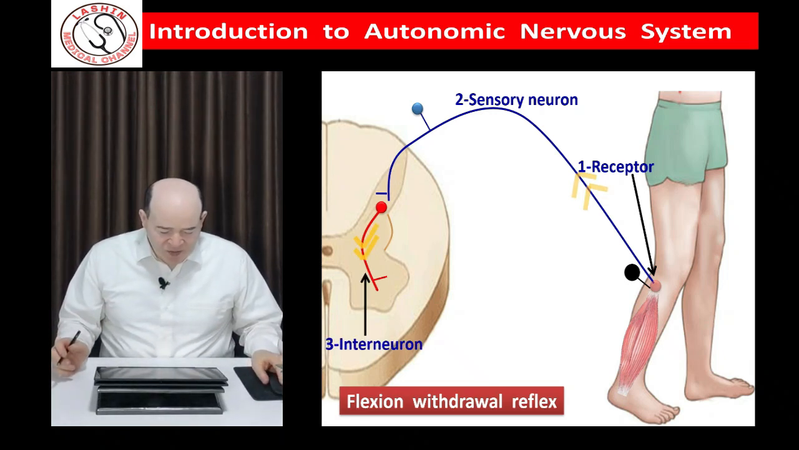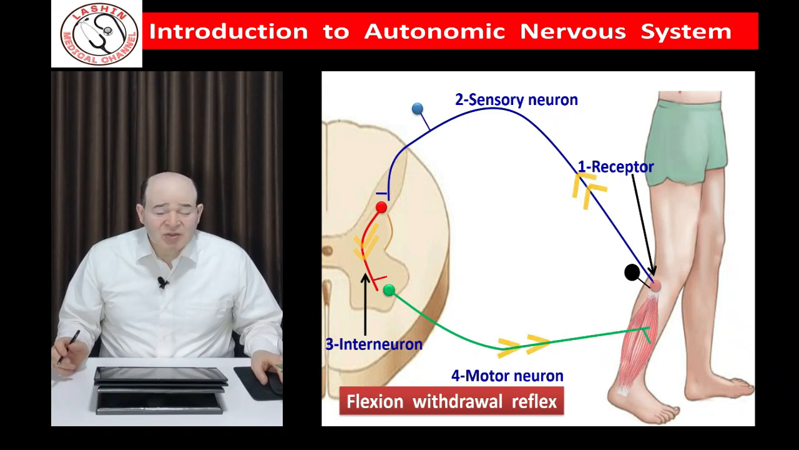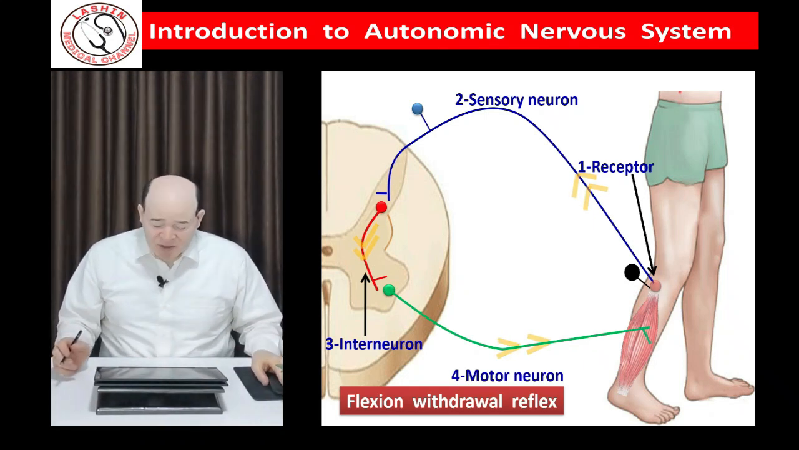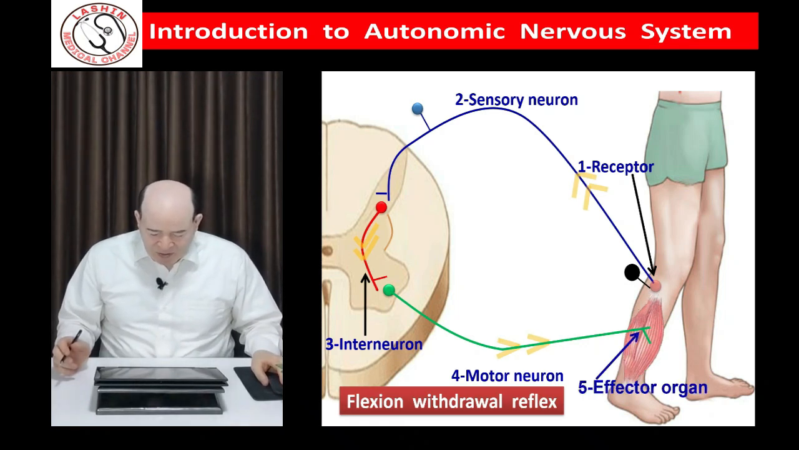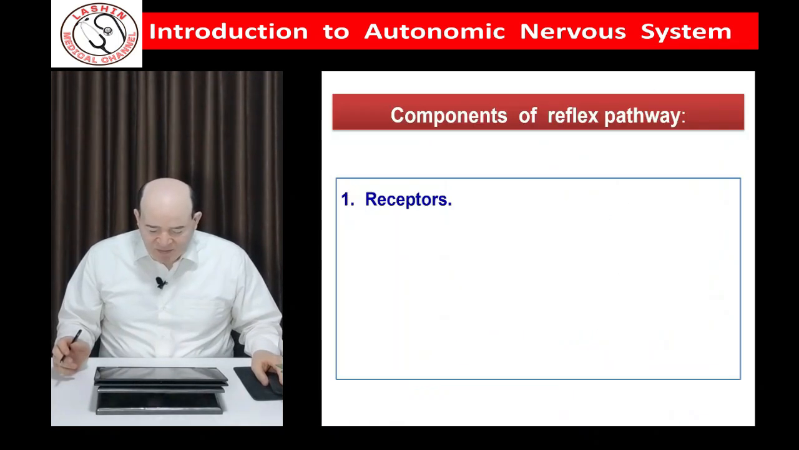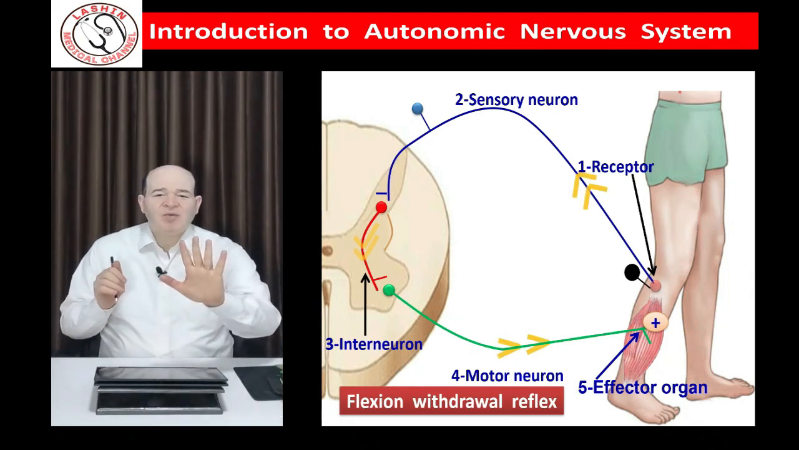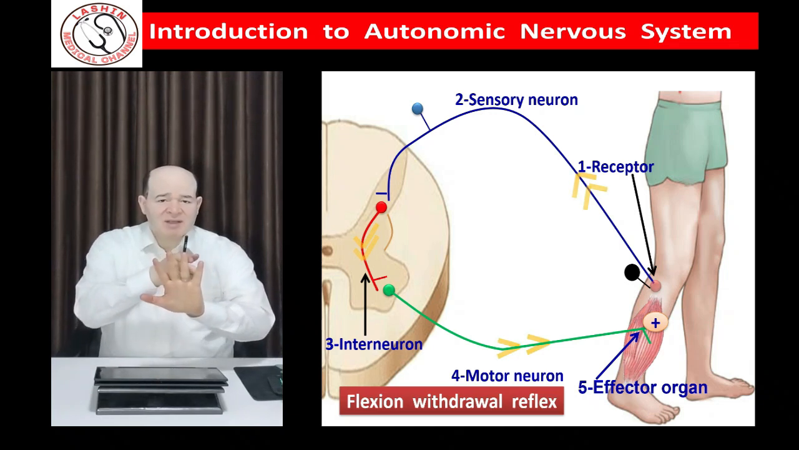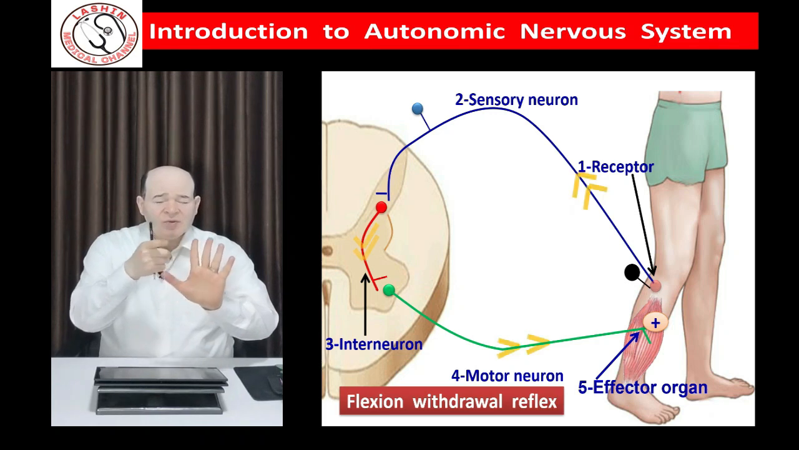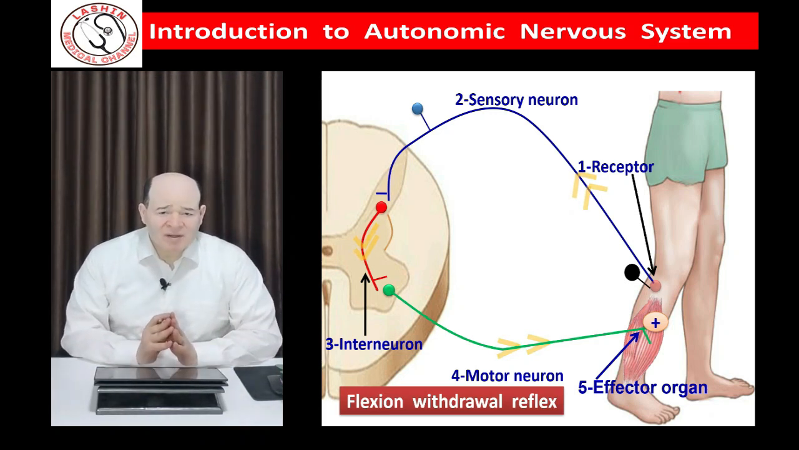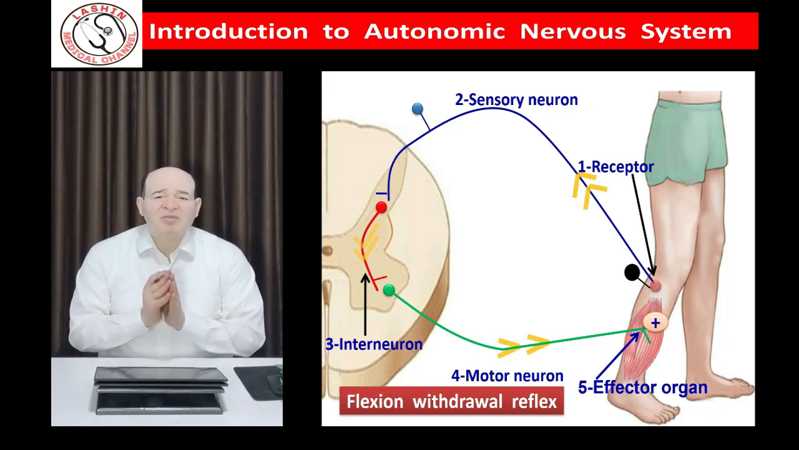Later, impulses are conducted to the efferent neuron, which conducts impulses from the CNS to the effector that is present on this side, which is the skeletal muscle, which contracts. And when it contracts, it withdraws the limb away from the injurious stimulus. So we have 5 components in the flexion withdrawal reflex: the receptor, the sensory neuron, the interneuron, the efferent neuron, and the effector, which is the skeletal muscle. In a reflex, whatever its site inside our body, it is composed of these 5 elements.